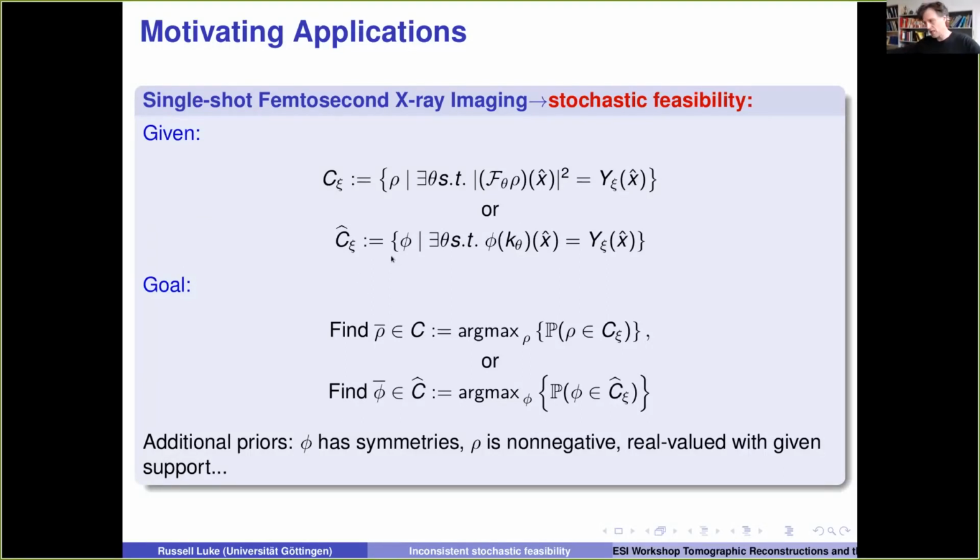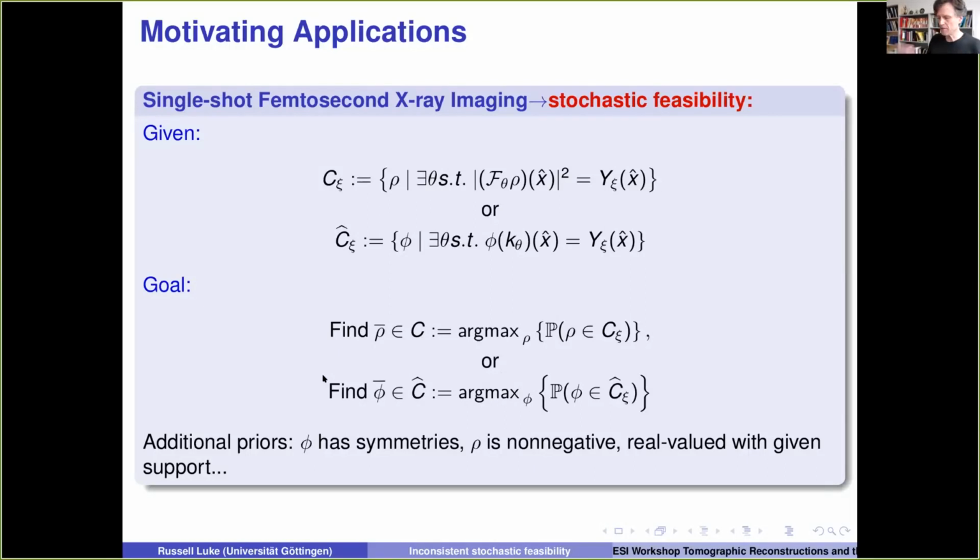Or I could formulate that in the image domain. Then this would be the C hat. C hat would be the set of amplitudes such that there exists a rotation of the sphere in the image domain that would match the observation. And then my problem is to find the electron density rho that maximizes the probability, the maximum over all possible electron densities, the probability that that density is in any given set C that I have constructed from the data. So this would be the formulation of the problem in the object domain or the physical domain, or we can formulate the problem in the image domain.